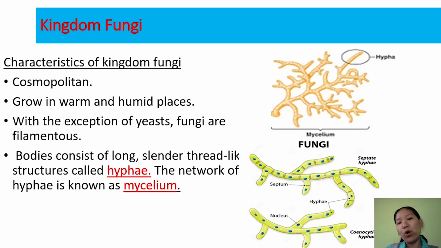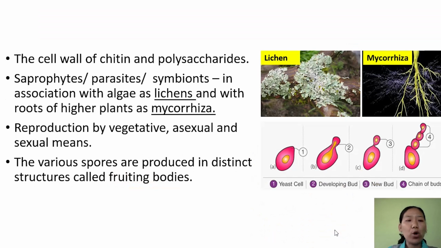If you look into the body of the fungi, there are a number of slender thread-like structures called hyphae, and a network of these hyphae forms a structure called mycelium. In the hyphae, you may observe septa, or cross walls. The hyphae having such septa or cross walls are called septate hyphae, and those hyphae which do not have cross walls lead to the formation of a multinucleate condition called coenocytic hyphae. They are aseptate hyphae or coenocytic hyphae. The walls of these fungal cells are composed of chitin and polysaccharides.